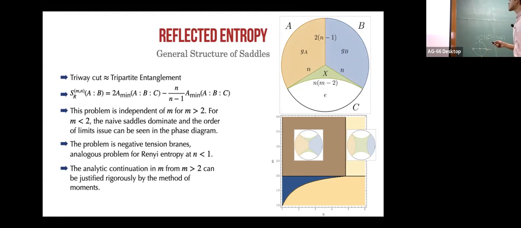So basically what happens is there's a plus n times (m minus 2) contribution that comes from here, but the normalization has a minus n times (m minus 1). And that's where it comes from.